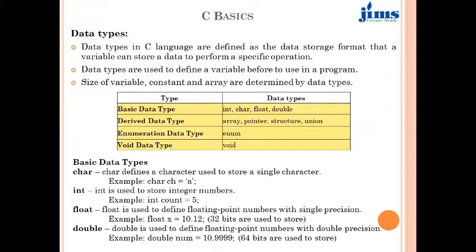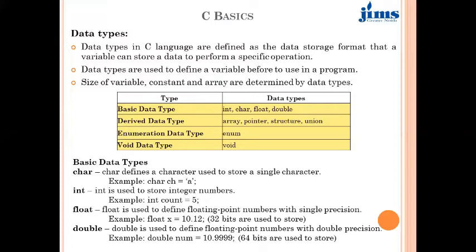Int. Int is used to store integer numbers. Example, int count equal to 5. Here count is an identifier, int is a data type. The meaning of the expression is that count is a variable which saves only a value of integer type. It will not save a character type value, it will not save a float type value, it will save only an int type value.